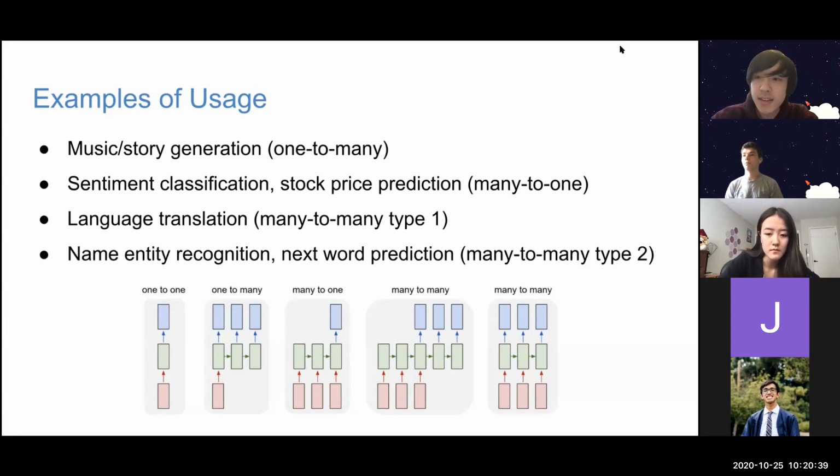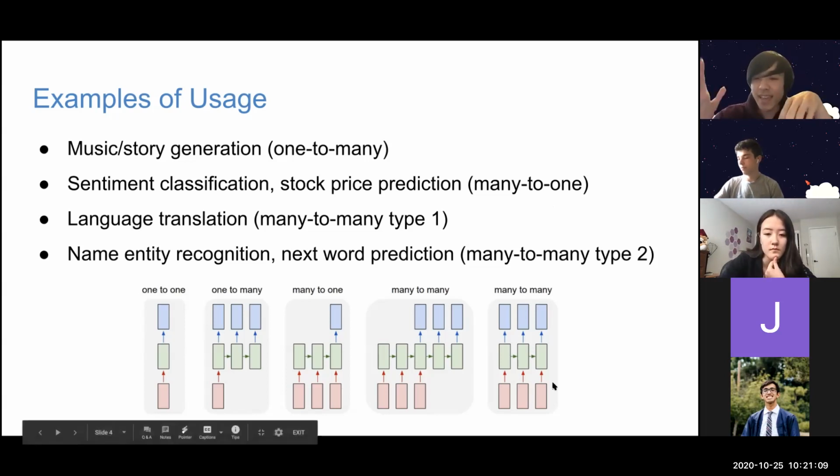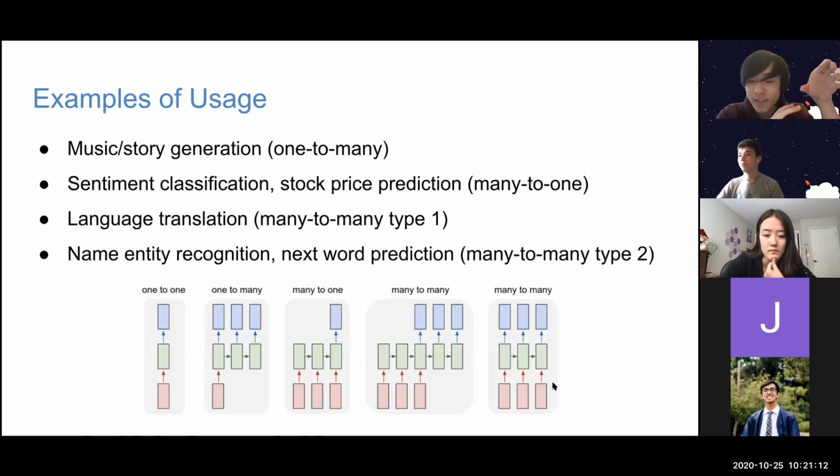And then for many-to-many part 2, examples would be named entity recognition, which is where you take a body of text, and for each word you say what kind of word it is. So if it's a proper noun, like a location, an object, stuff like that. Or even next word prediction. Think of your phone when you're typing, you know how it predicts the next word. That would be many-to-many type 2, because it takes the entire series of inputs that you took in before, but at every time step it only produces one output.